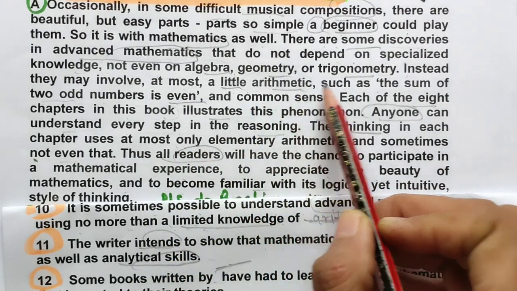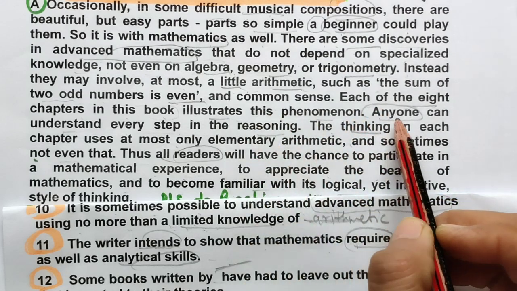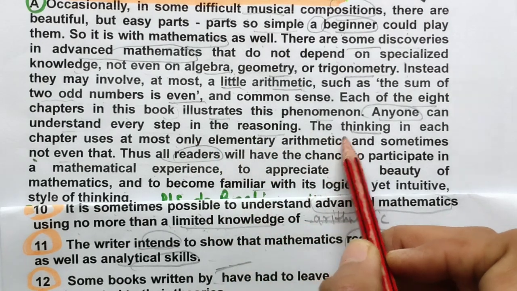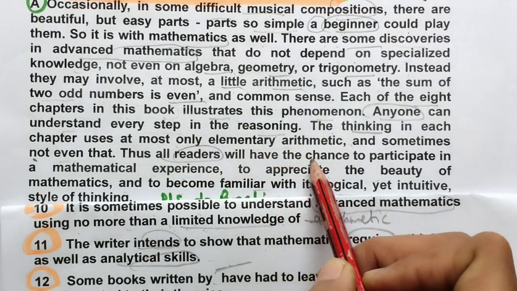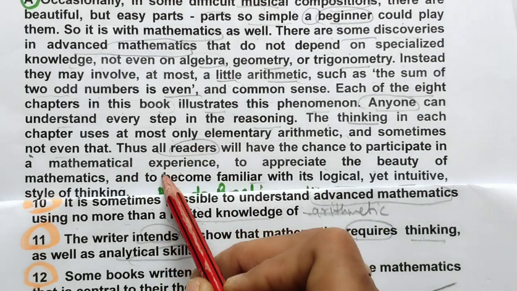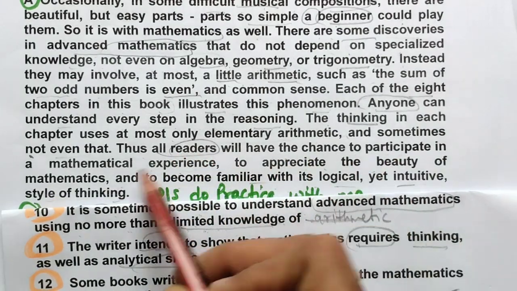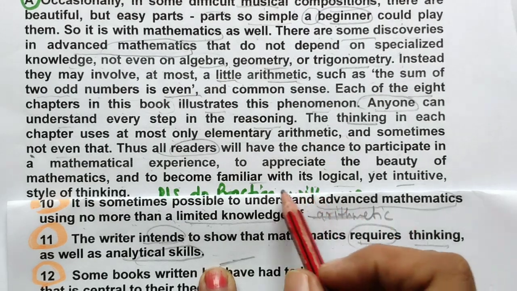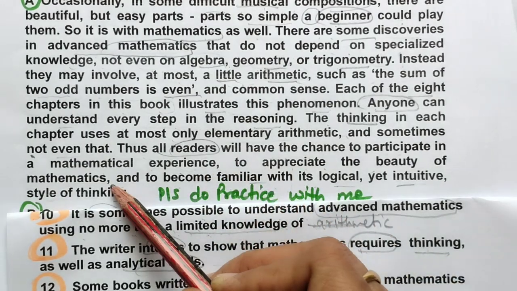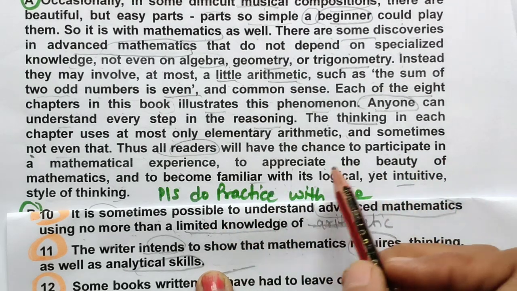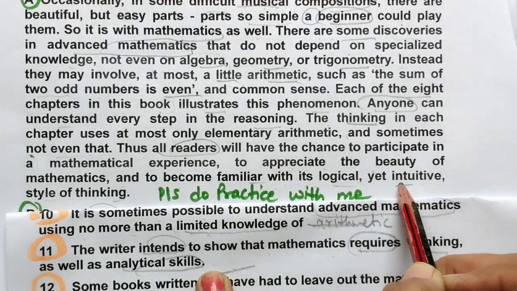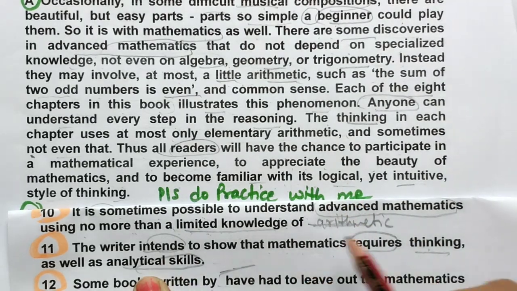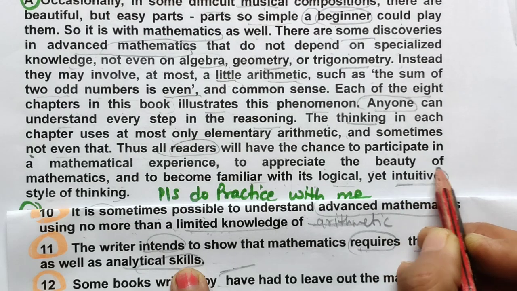We have left this location here, and let's find the word "spell" first. Anyone can understand the reasoning and thinking in each chapter; it uses elementary arithmetic, and sometimes not even that. Thus all readers will have the chance to participate in a mathematical experience. Mathematics requires thinking, to appreciate the beauty of mathematics and to become familiar with its logical yet intuitive style of thinking. Thinking is the word here, logical is analytical skills, and what we need to write is intuitive.